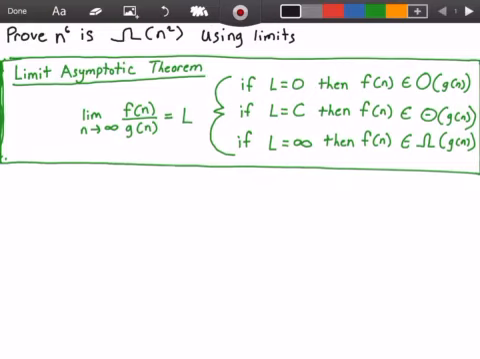Now, if our limit L is equal to some constant value, which we call c, and c is greater than 0, then our function f of n belongs to big theta of g of n. Now, in our third case, we check to see if our limit L is equal to infinity, and if it is, then our function f of n belongs to big omega of another function that we call g of n.